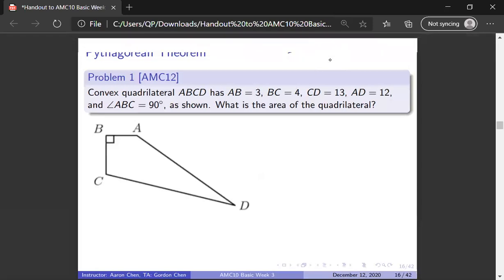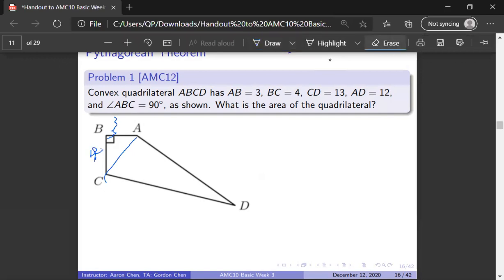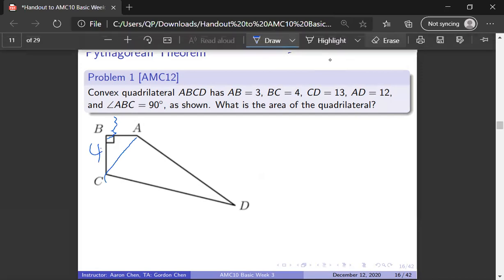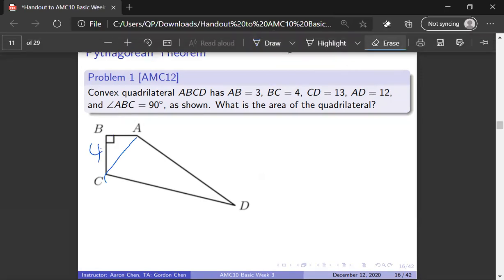All right, I'll start going over this now. So you have that AB is 3 and BC is 4. And you also have that angle ABC is a right angle. And so you can apply the Pythagorean theorem. And so you have that AC is 5. And now you also have that AD is 12 and DC is 13.